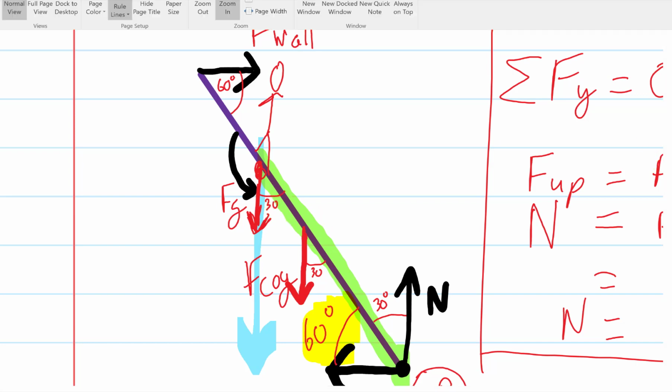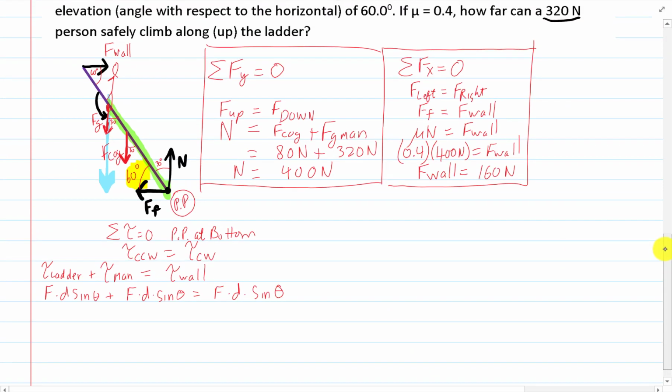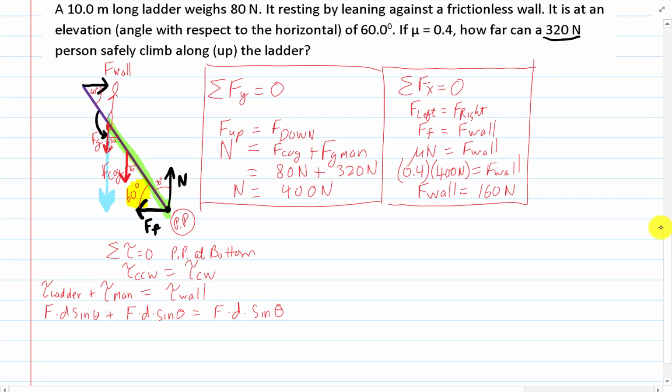Let's get out of there and bring it down to 125. I think that's where I was. So the ladder is 320 newtons. No, it's 80 newtons. And it's halfway up the ladder. Okay, halfway up. So 1/2 of the 10-meter ladder times the sine of 30.